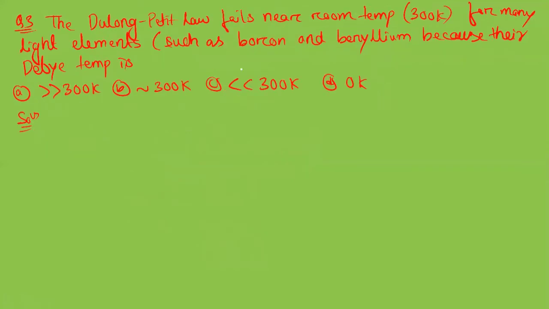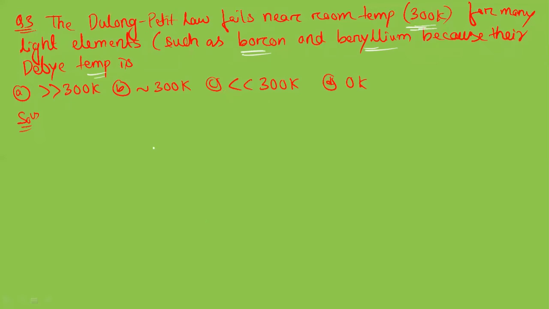Now let's see the third question. This is the last question which came in 2012. Here it is said the Dulong-Petit law fails near room temperature, 300 Kelvin, for many light elements such as boron and beryllium because their Debye temperature is. So this is one of the limitations of Dulong-Petit. It is failing near room temperature, that is 300 Kelvin, for many light elements, boron and beryllium. Why does it fail? This is what you need to tell.